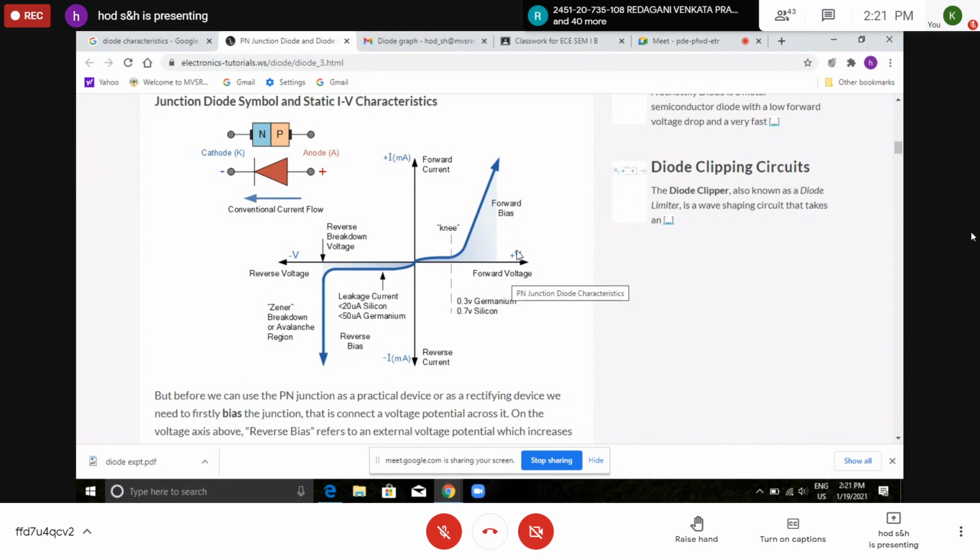Sir, for each diode we have to take 8 calculations, right? No need to take that. That is only for practice purposes. Among the 4 or 5 diodes, you select only one diode.